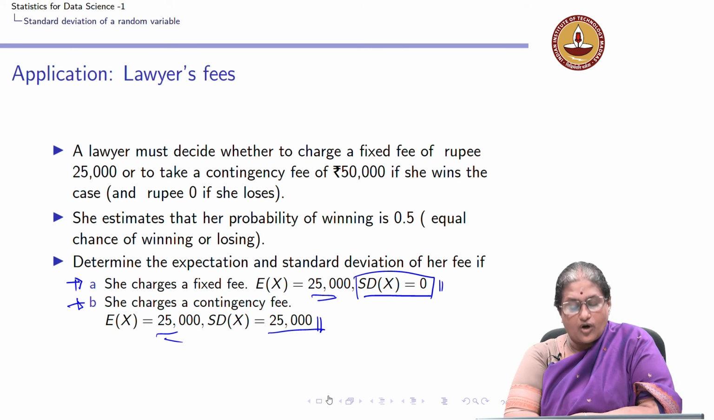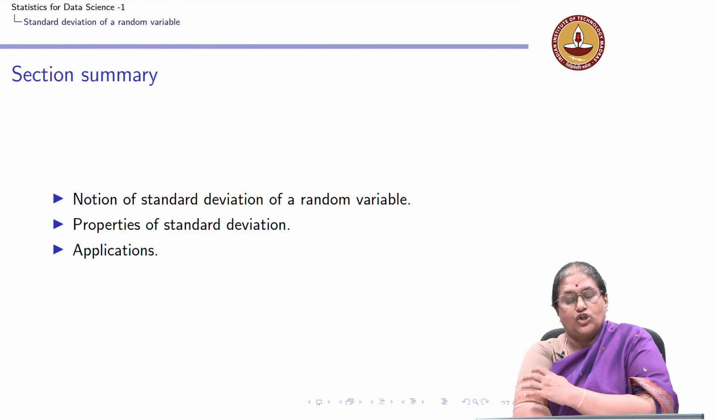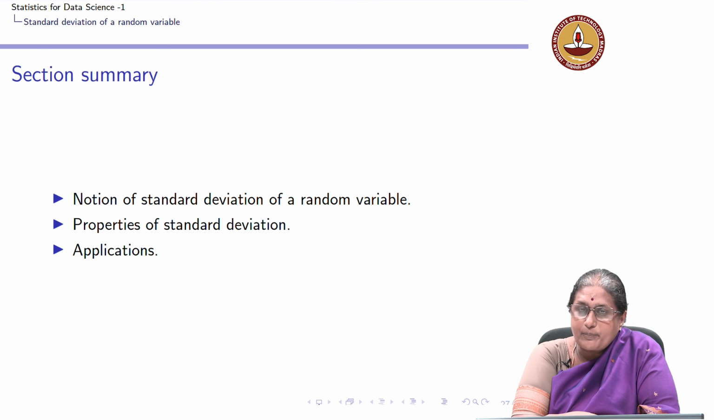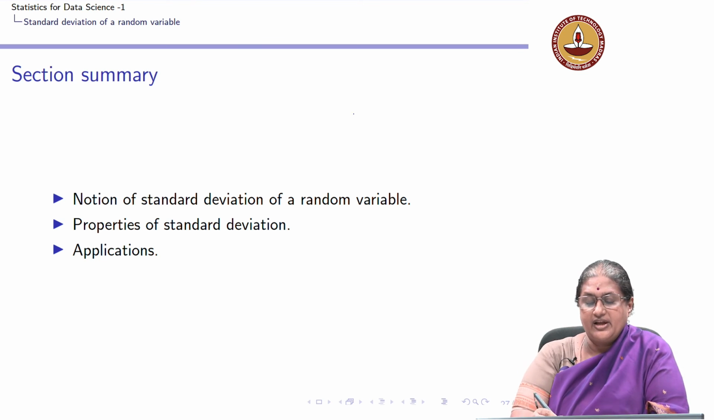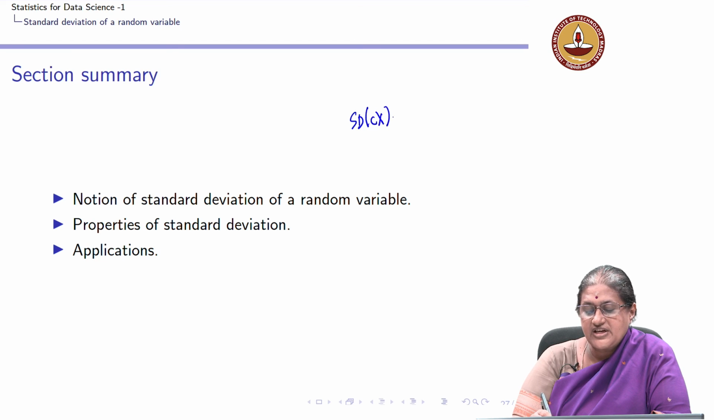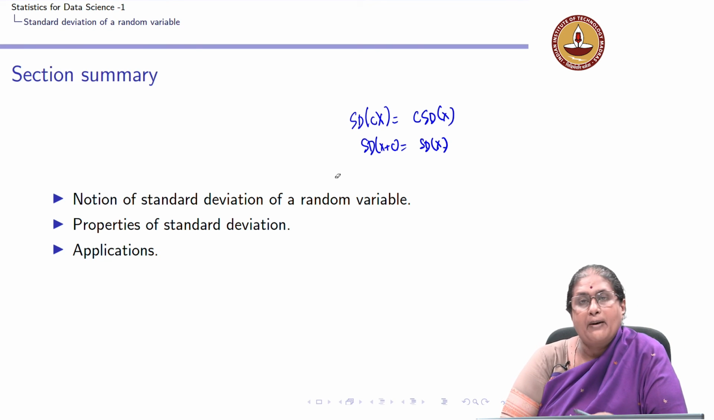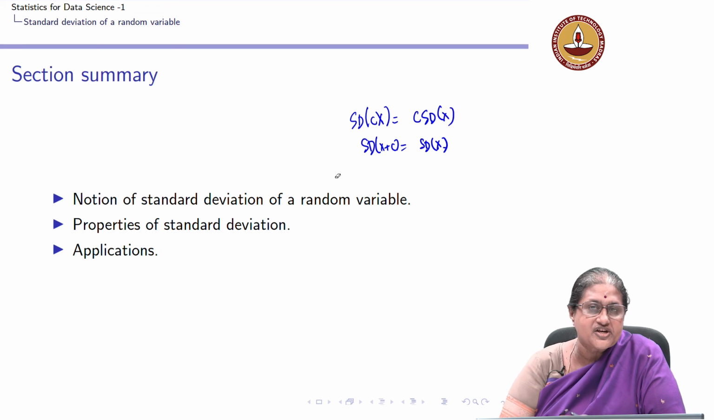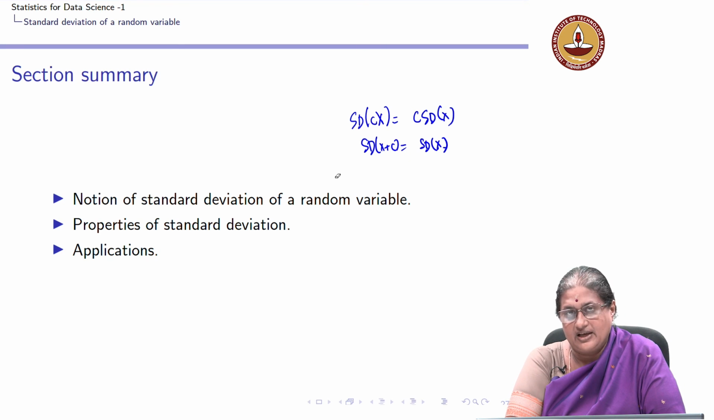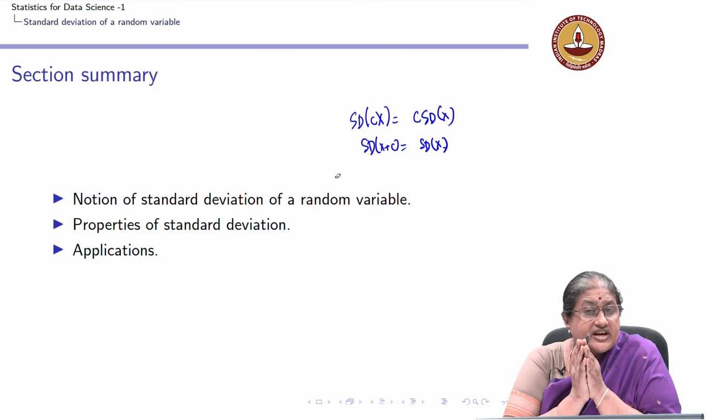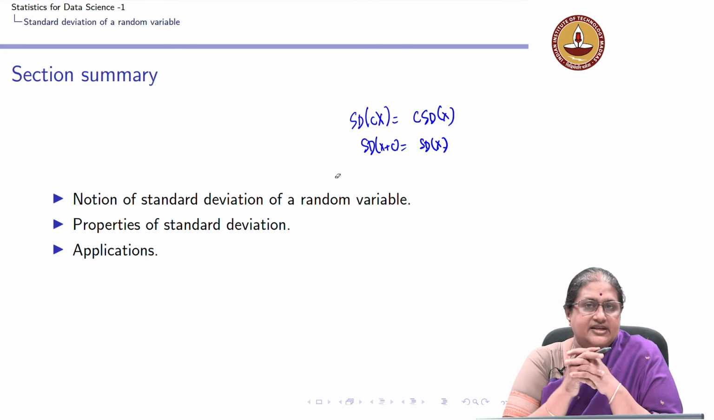So in summary, what we have learned so far is the notion of a standard deviation of a random variable. We looked at properties of the standard deviation. Namely, we saw that standard deviation of C times X is C times standard deviation of X, and standard deviation of X plus C is standard deviation of X itself. And we looked at how to apply concepts of standard deviation to answer certain real-life applications. With this, our discussion on general discrete random variables is complete.